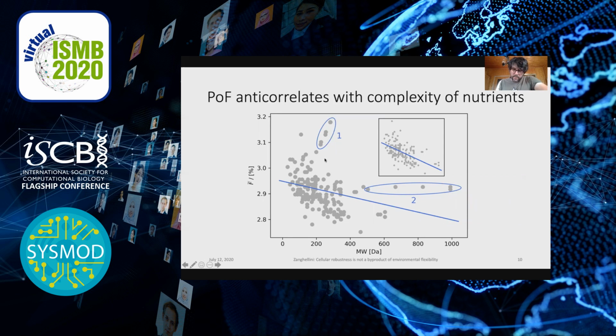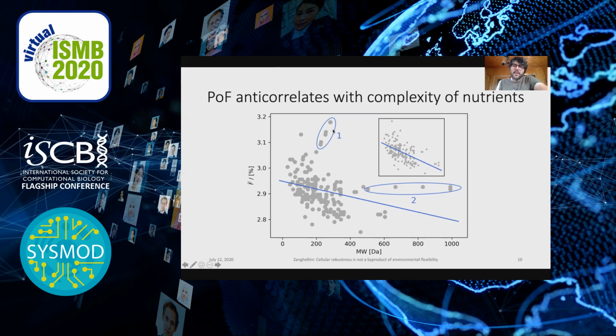There are two observations we make, so two spikes. This spike here is the fatty acids. So down here are a short chain fatty acid, and here is a long chain fatty acid. And basically what we see is long chain fatty acid is more fragile than a short chain fatty acid.